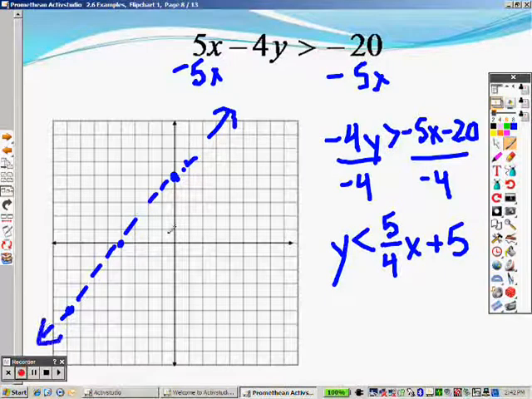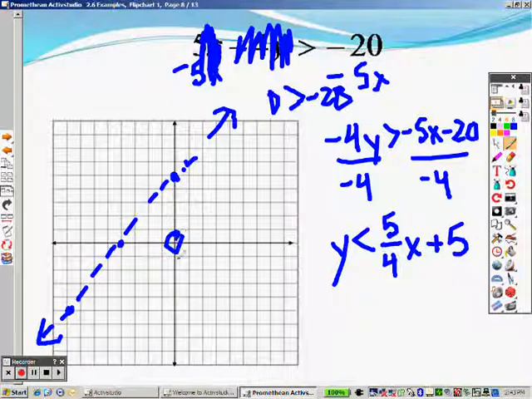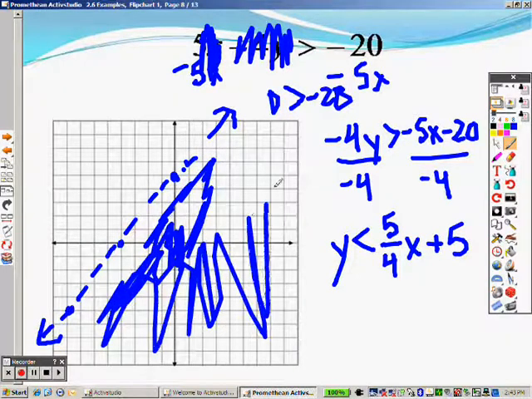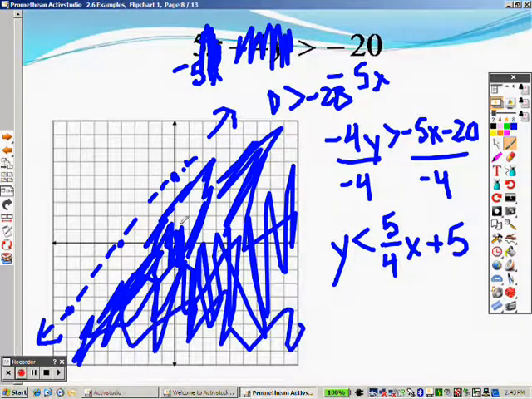Okay, I pick a point not on that line, like 0, 0, and I plug it in. So 0 cancels that out. Is 0 greater than negative 20? You betcha. And since it's true, you shade towards that point, which means I shade everything on this side right there. So all that stuff on this side gets shaded in.